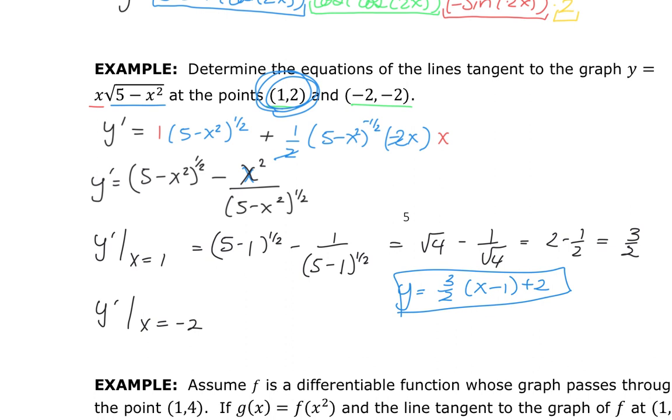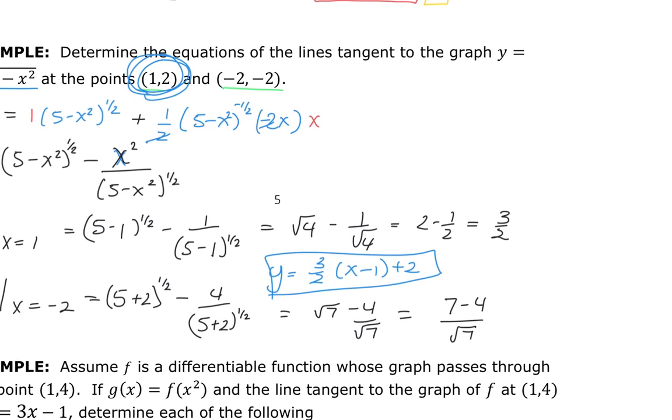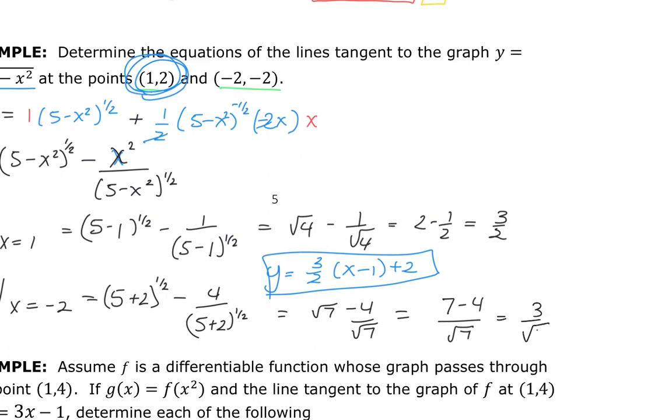Now I'm going to put in negative 2. So this is going to be 5 minus a minus 2, so it's plus 2 raised to the 1/2, and then minus, I'm going to have negative 2 squared, so that's going to be 4 over 5 plus 2 raised to the 1/2. And I end up with the square root of 7 minus 4 over the square root of 7. So I need to make this a single fraction, so I'm going to multiply the first term by the square root of 7, numerator and denominator. I'm going to have 7 minus 4 over the square root of 7, which gives me 3 over the square root of 7.